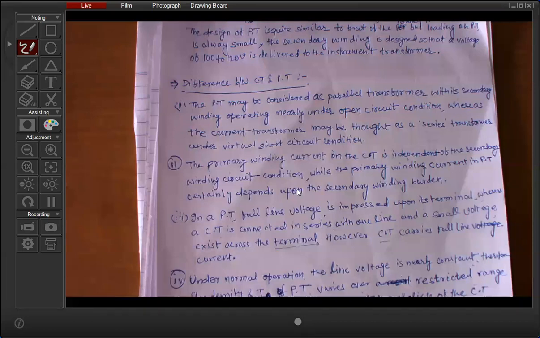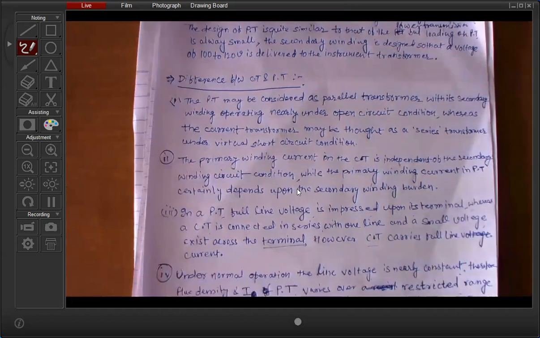And I told you, potential transformer nearly works on the open circuit condition, whereas current transformer works in a short circuit condition. Now the primary winding current in the current transformer is independent of the secondary winding current, whereas in a potential transformer, the primary winding current depends on the secondary winding load.